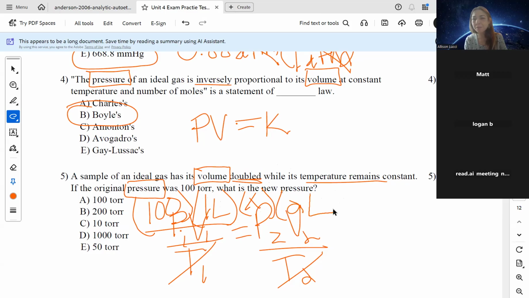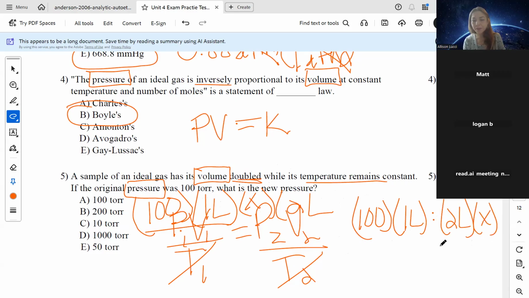So now my new equation that I can set up would be 100, say, times 1 liter would equal 2 liters, when we double that volume, times our new pressure. If I rearrange this to solve for x, I will just divide by 2 here. So it's really 100 divided by 2. My new pressure would be 50 torr.